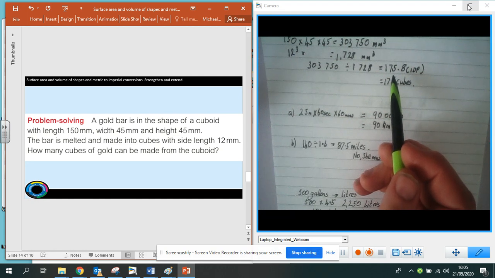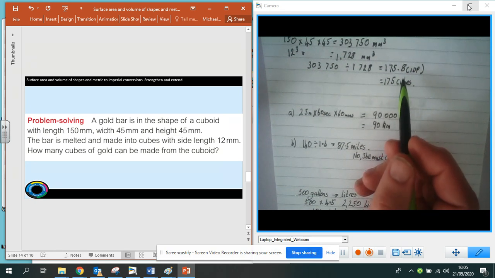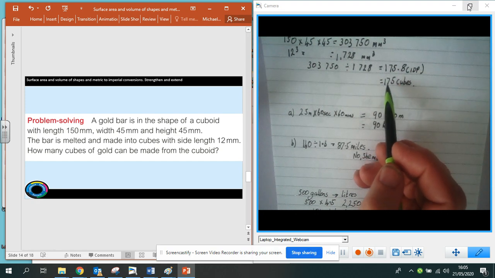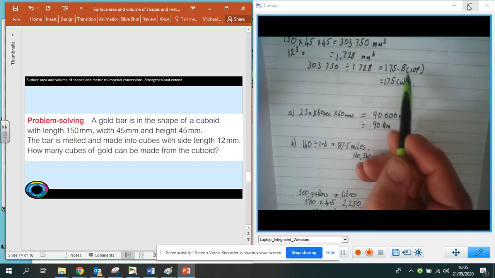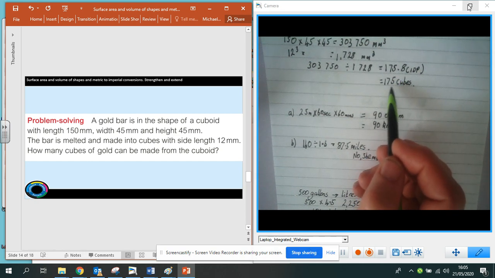Now, at this point, we need to re-look at the question, because the question says, how many cubes of gold can be made? Well, can you make 0.8 of a cube? No, you can't. So even though normally you would round up with an 8, in this instance you can't, because you can only make 175 cubes. That is not a full cube. So the answer to this question is 175 cubes.